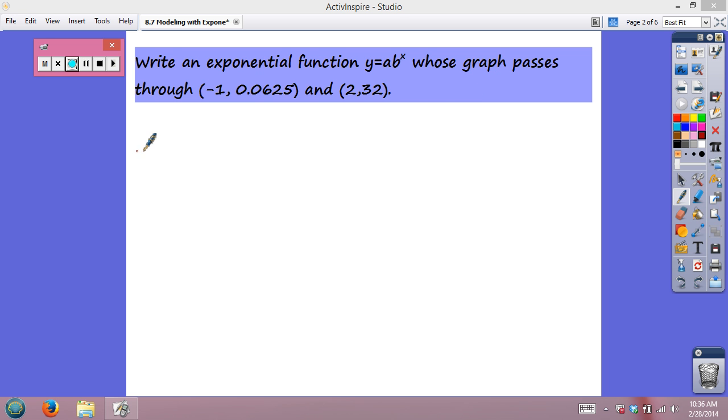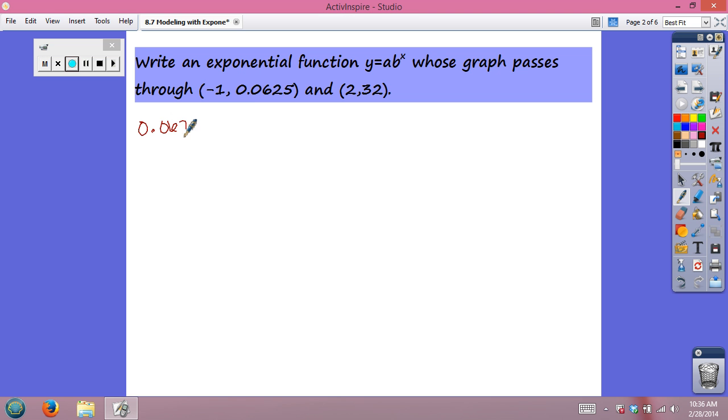So the first step is to use our points and make two equations with the values that we're given. So if our function is y equals ab to the x, we get 0.0625 is equal to a times b to the negative 1 from our first point. Our second point will give us 32 equals a times b squared.